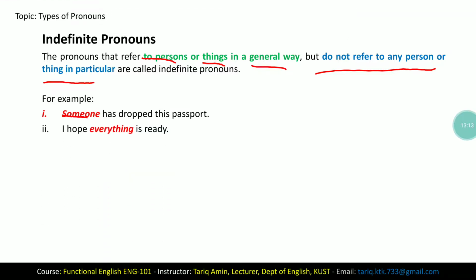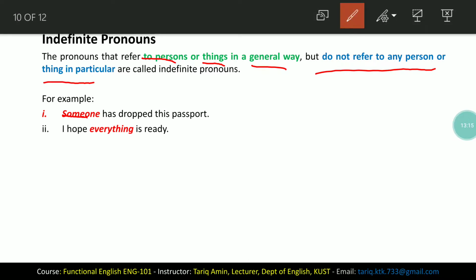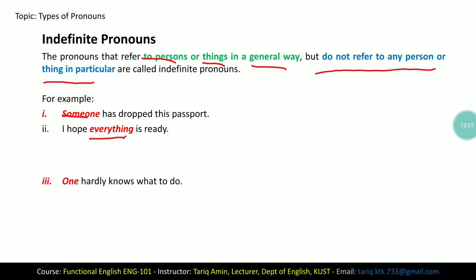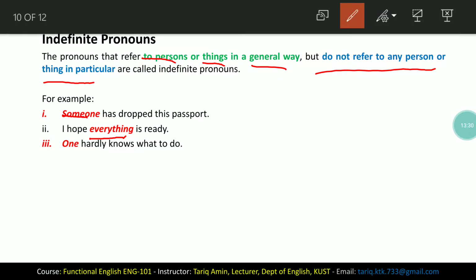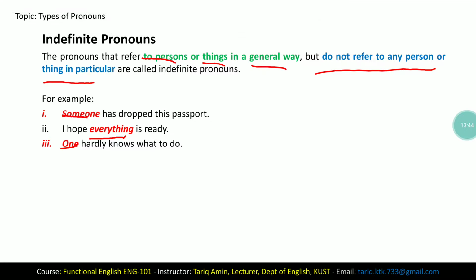In the second example, I hope everything is ready. Everything is used as an indefinite pronoun because it does not refer to a particular thing. It refers to different things in general. One hardly knows what to do. In this example, one does not refer to a particular person. It refers to different people in general. So it is used as an indefinite pronoun.